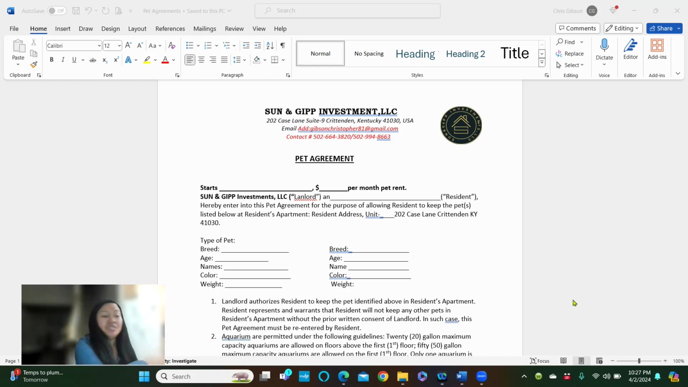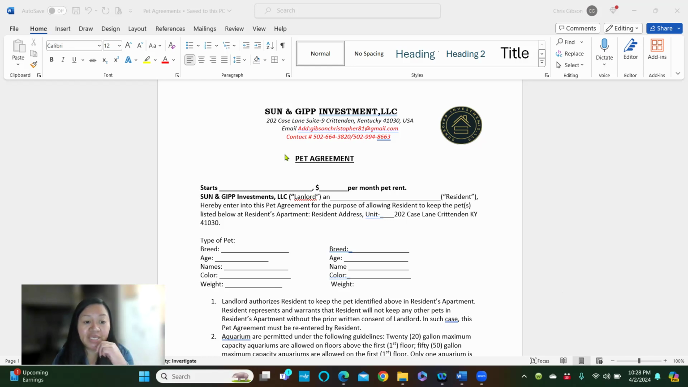So here's my sample pet agreement. What is a pet agreement? A pet agreement is a contract specifying that a tenant has permission from the landlord to have a pet living in the property. This is another contract aside from the lease, so this is separate. Here's my sample pet agreement that I use in my rental property.